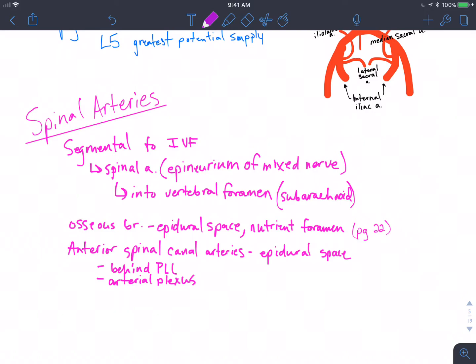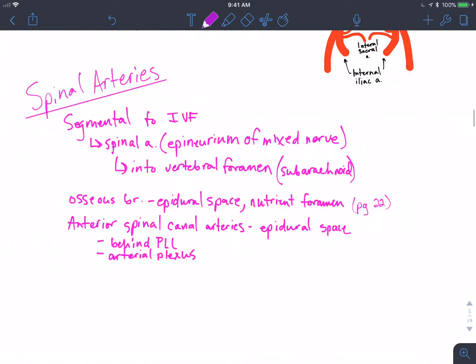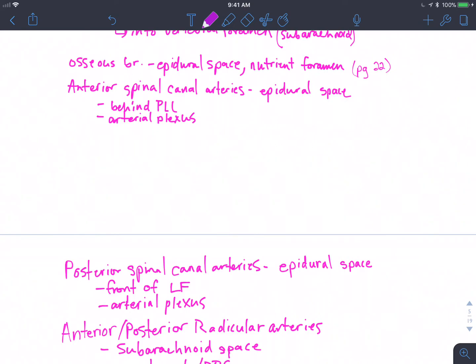Osseous branches are going to stay in the epidural space. They're going to connect up with those nutrient foramina, right? Those little pinholes on the vertebral bodies that you see in lab. The anterior spinal canal arteries and the posterior spinal canal arteries, okay? I'm going to emphasize the canal part of it. Those are way outside the dura, okay? So they're in the epidural space. Don't get these confused with the spinal arteries that are running longitudinally, okay? Which we'll talk about in a minute.